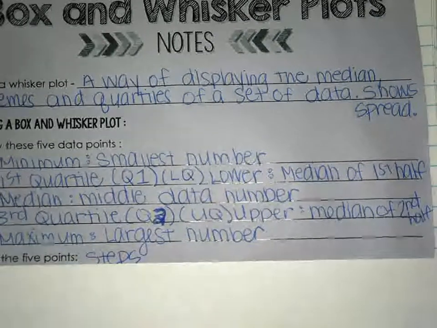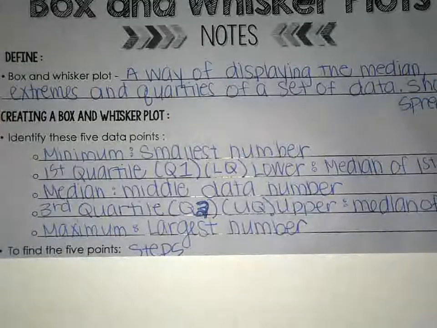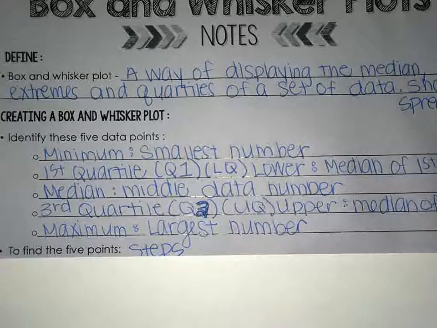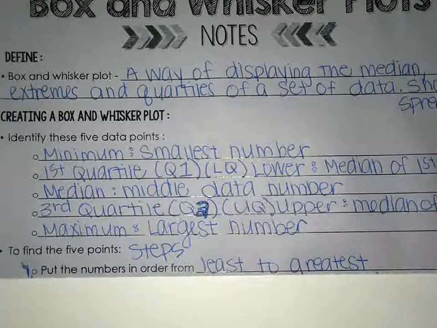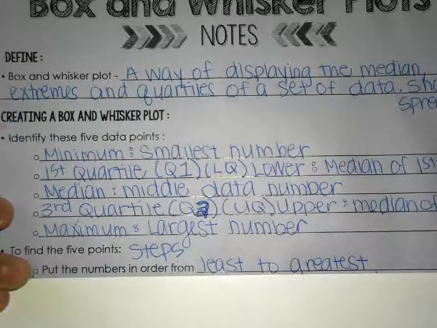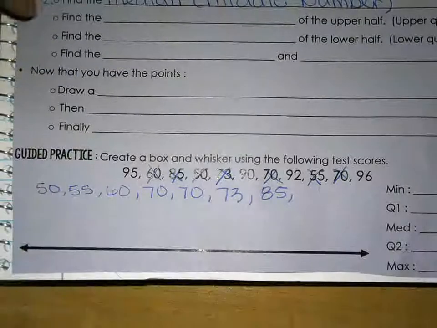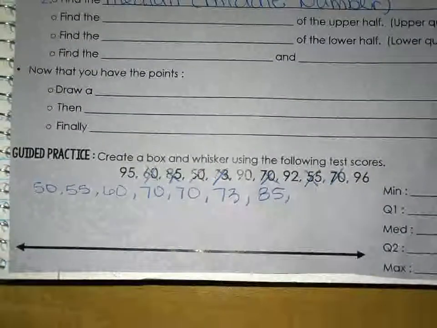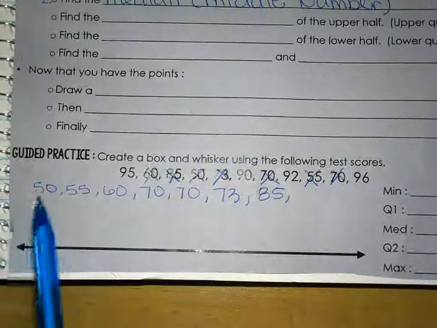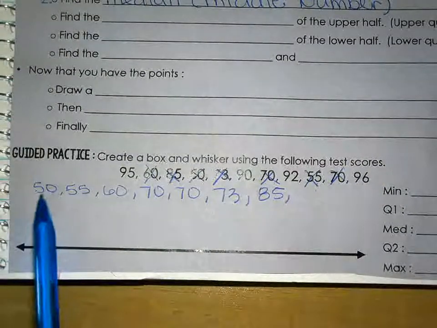Next, we need to do our steps. So to find all these numbers for a box and whisker plot, we need to follow these steps. Step 1, you need to put the numbers in order from least to greatest. So down at the bottom, there's an example here, and this is where I got cut off. So this is where we are going to put our numbers in order from least to greatest.